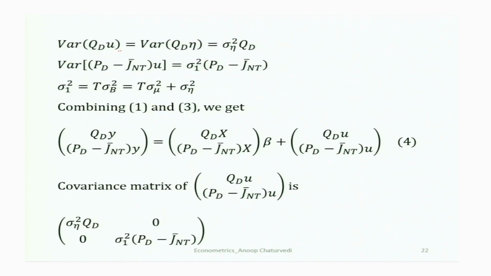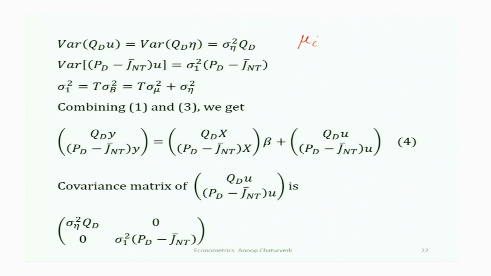Again, variance of Q_d u is equal to sigma square eta Q_d, because if you take Q_d u, it becomes Q_d eta. The term involving mu i vanishes. Further, variance of (P_d minus J bar nT) u is equal to, say we write, sigma square 1 (P_d minus J bar nT), where sigma square 1 is equal to T times sigma square mu plus sigma square eta.